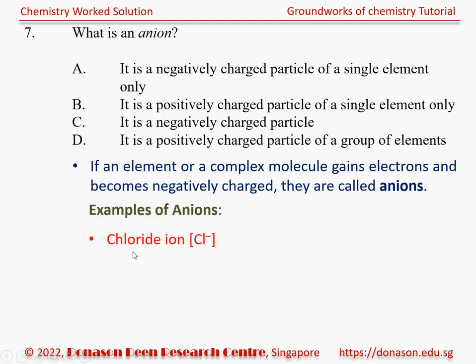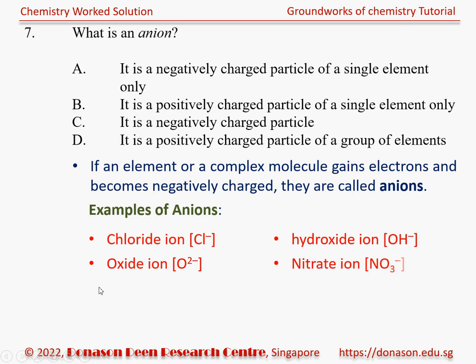So examples of anions: a simple anion is a chloride ion. Okay, it's only a chlorine atom which has gained an electron to become Cl minus, right? Or hydroxide ion. This is an example of a complex anion. Okay, it's made up of oxygen and hydrogen, and the whole molecule has gained an electron to become OH minus. Hence, it is also another example of an anion. Or you can have an oxide ion, okay, which has gained 2 electrons in order to become O2 minus, and this is also another example of an anion.